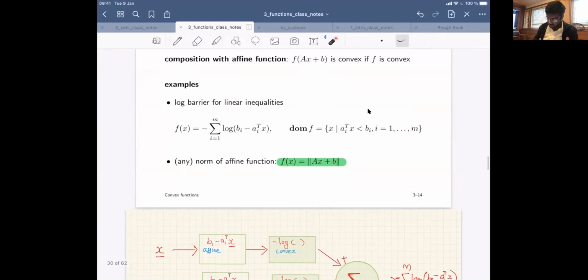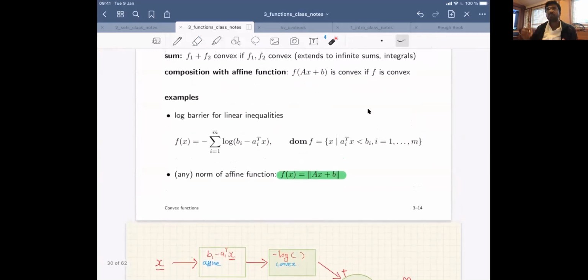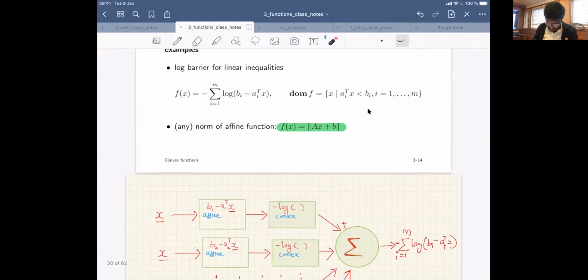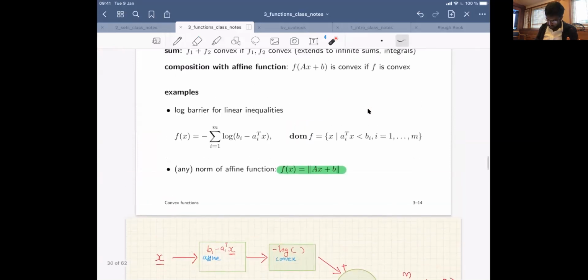That's what I'm saying. This is just for affine functions. We cannot replace this with any convex function. That will not work, but it will work for some cases that we will see. Another case is the norm of an affine function. We saw that the norm is a convex function. Now here f is our norm. So we have the norm of an affine function, and that will be convex. This is very useful.